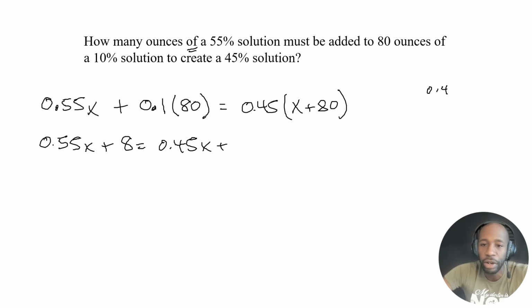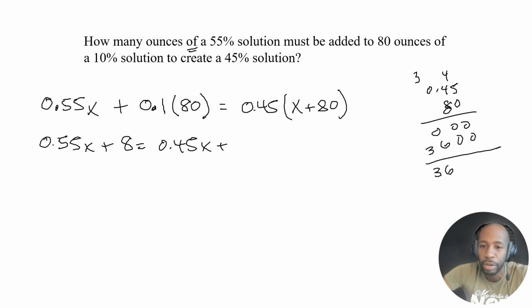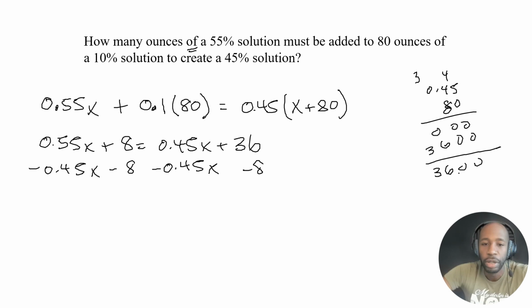I'll do that real quick here. On the SAT, they probably would make the numbers a little easier to work with than I have here. So that's 36. Okay. All right. Good. Now let's move stuff around. Move this over here, and we're going to move this over here.